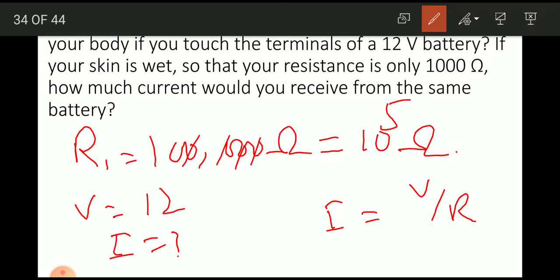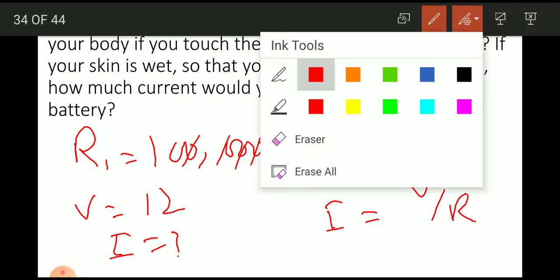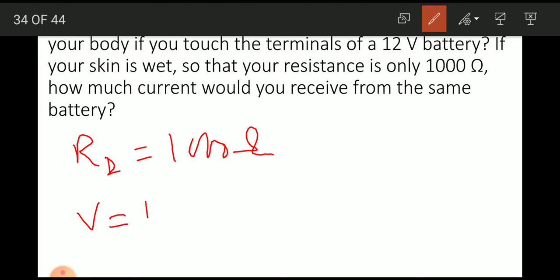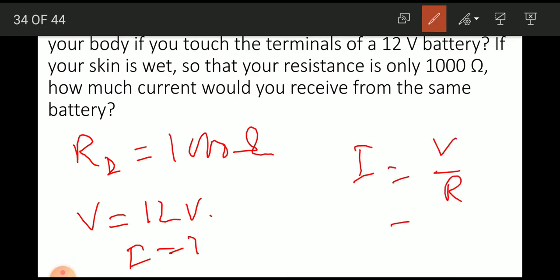Now if your body is wet and the resistance becomes R2 is equal to 1000 ohm, by using the same battery what will be the amount of current? So I is equal to V divided by R. You will get the answer.